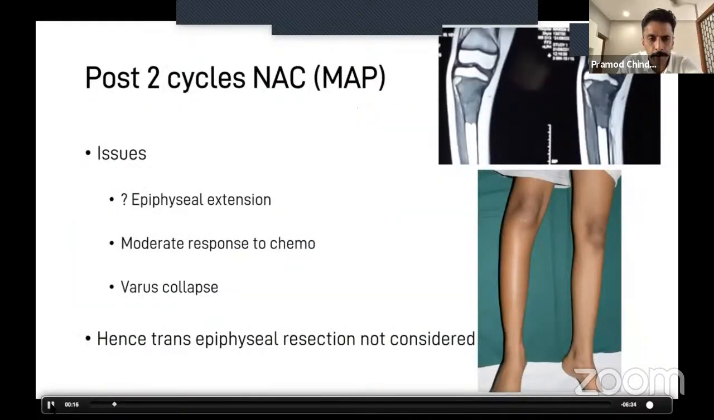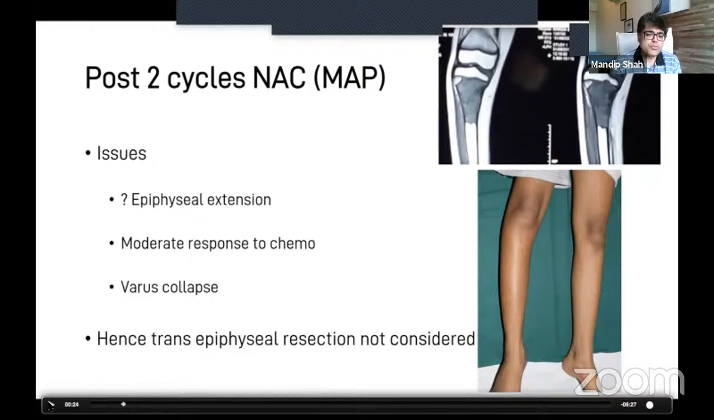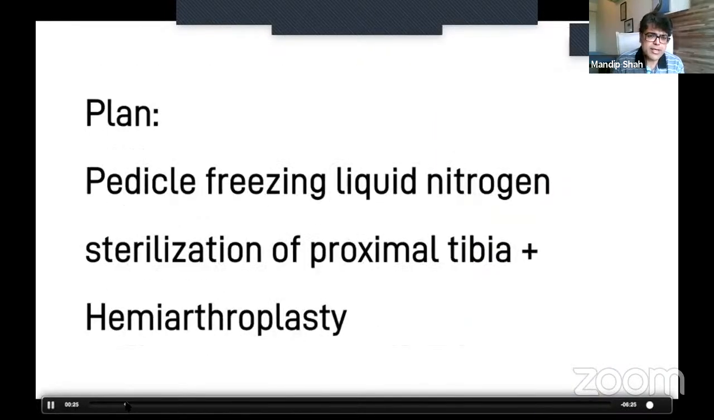Okay. I think you see here is the same issue. If you see in this section, there is a small doubt there, which we checked multiple times with our radiologist, and we felt it is not nice to go ahead with the transphyseal resection. Hence, there is also a small moderate varus collapse. So we thought we'll go with the osteoarticular resection. So if you have to do an osteoarticular resection, then what are the options of reconstruction? That is your next question, isn't it?